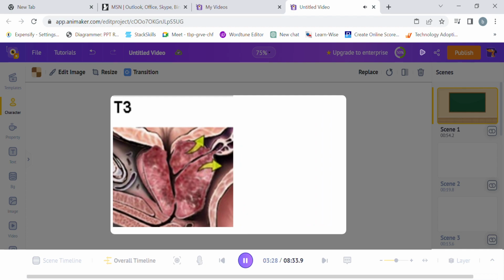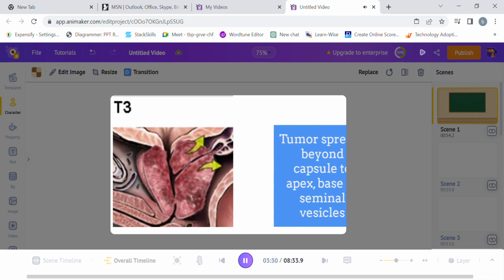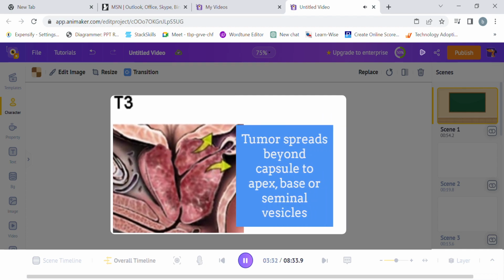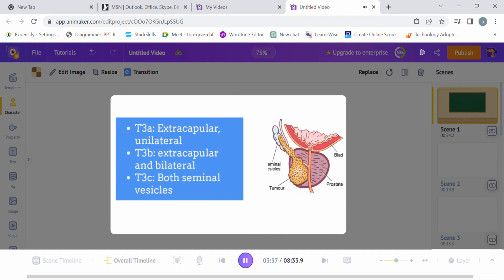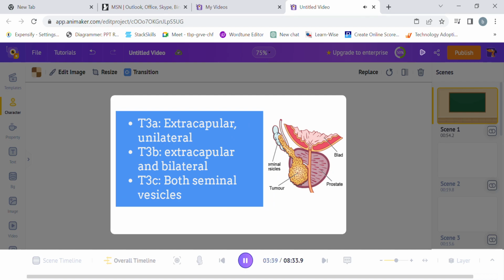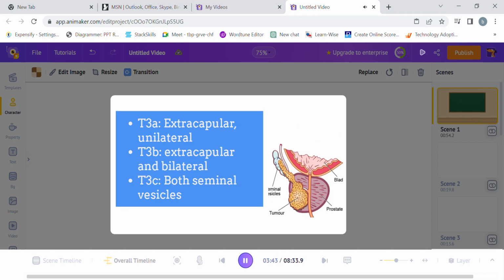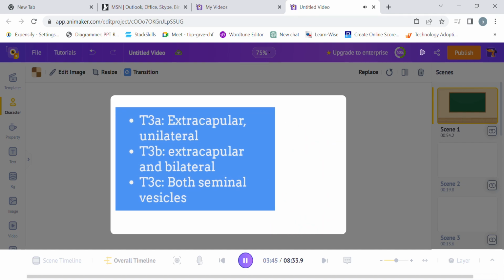Stage T3 tumors occur when the tumor spreads past the capsule into the apex, base or seminal vesicles. T3A are defined as unilateral extracapsular. T3B find the tumor bilateral and extracapsular. T3C, tumor found in seminal vesicles.